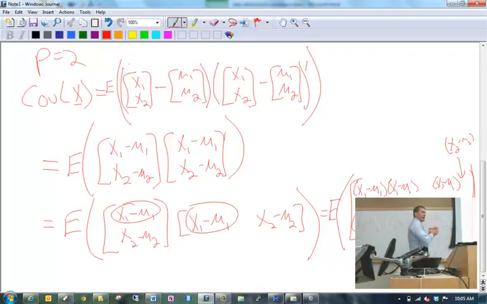Okay, so now I have a 2 by 2 matrix inside this expected value. So once I have that, then I can move this expected value essentially through to each individual element. When I do that, I'm getting the individual covariances. And thus, that's how I get my covariance matrix for a p equal 2 situation. Any questions? Okay.